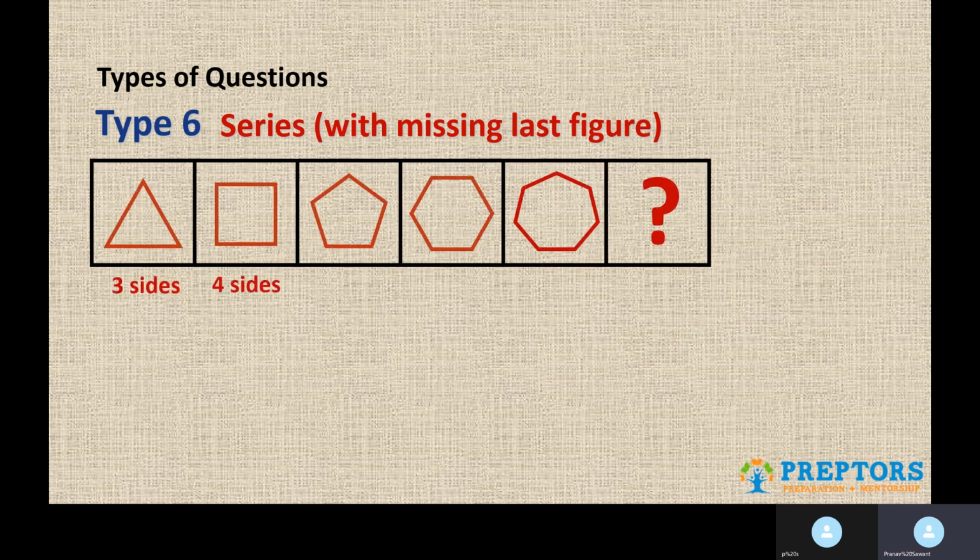Let's move to the next type, that is series with a missing last figure. So in short, we will have to complete the series. If you see a 3-sided figure, 4-sided figure, 5, 6, 7, obviously the next figure through this logic is an 8-sided figure. Hence the 8-sided figure will be the answer.